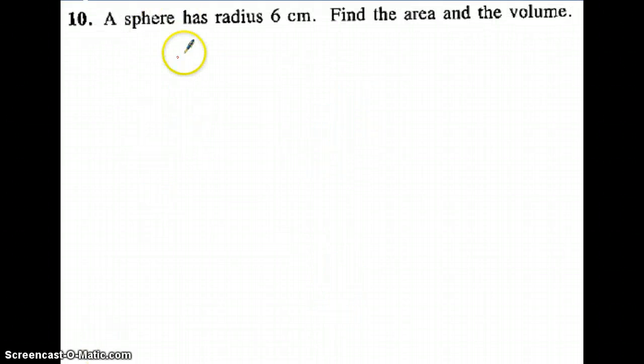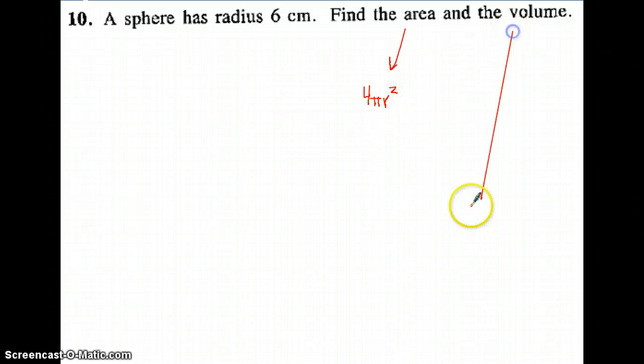Number 10. Wow, really? I'm not even going to bother drawing this. They really just want you to do the formulas here. This is 4 pi r squared. And this is 4/3 pi r cubed. And the r is 6. They actually just give you the radius.